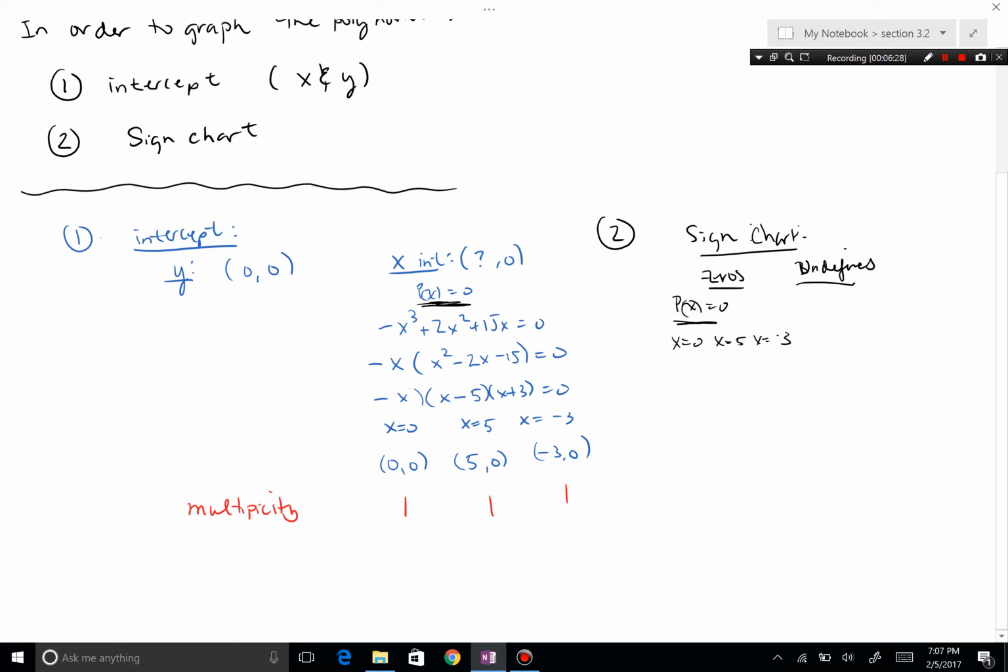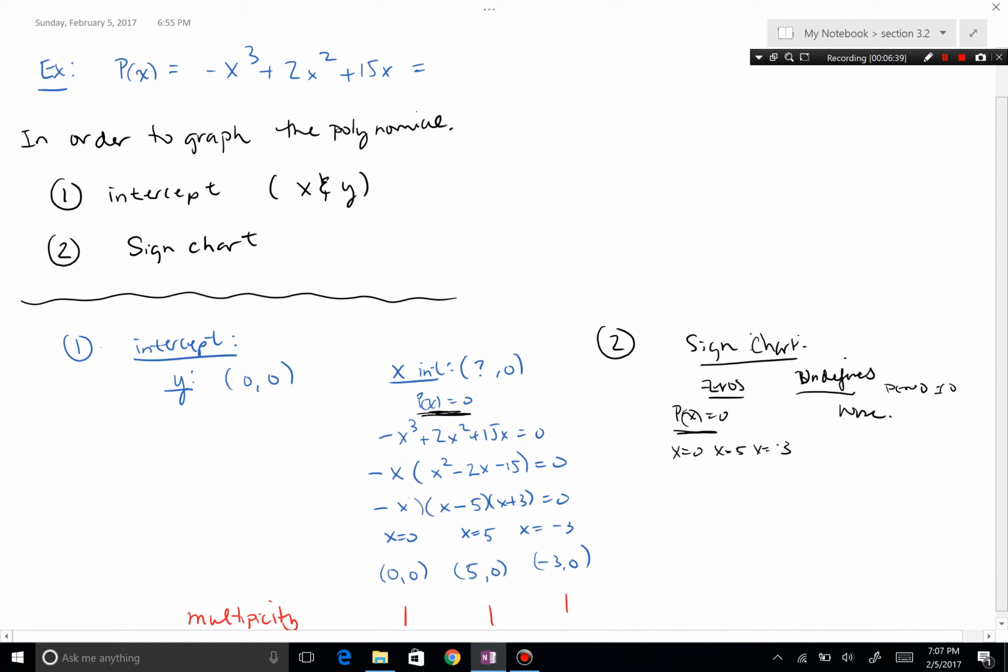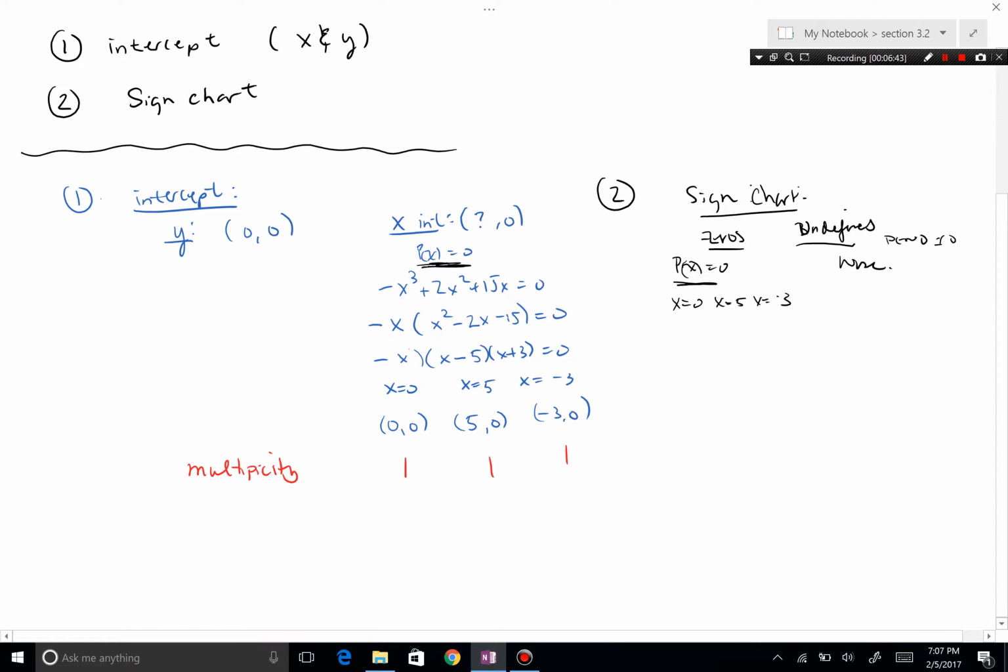Because this is a polynomial, we don't have a denominator. Since we don't have a denominator, we have nothing to set equal to 0, so we have no undefineds. We will get these in 3.6 when we start doing rational graphing, rational polynomials. So let's make our sign chart finally. Our zeros are going to be -3, 0, and 5. So these are zeros, zeros, and zeros.